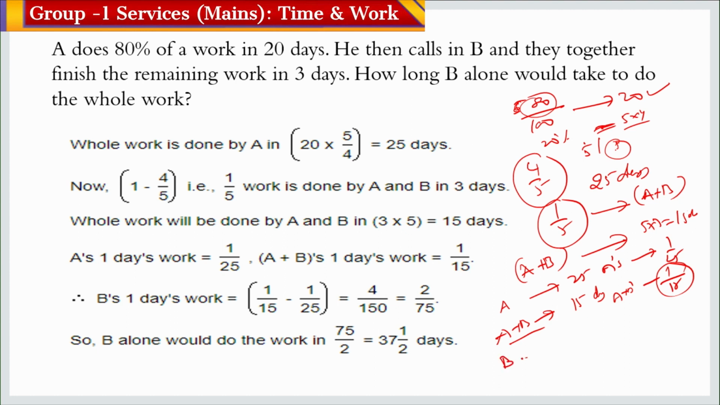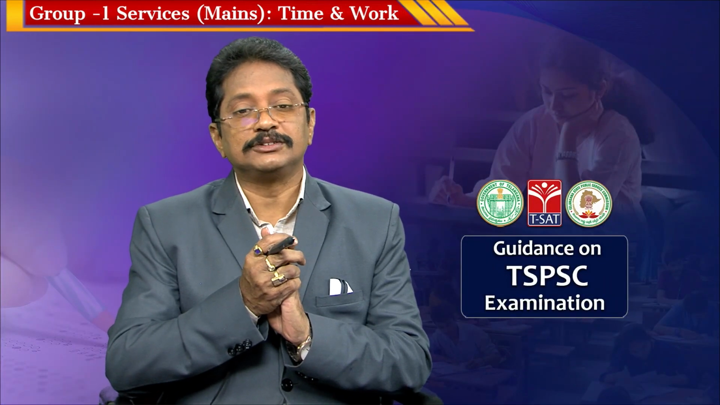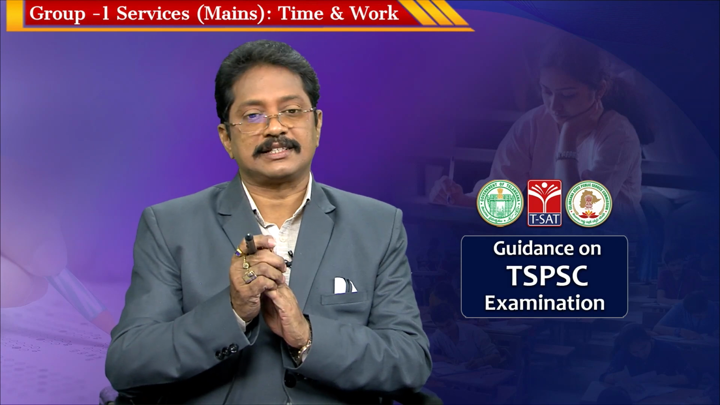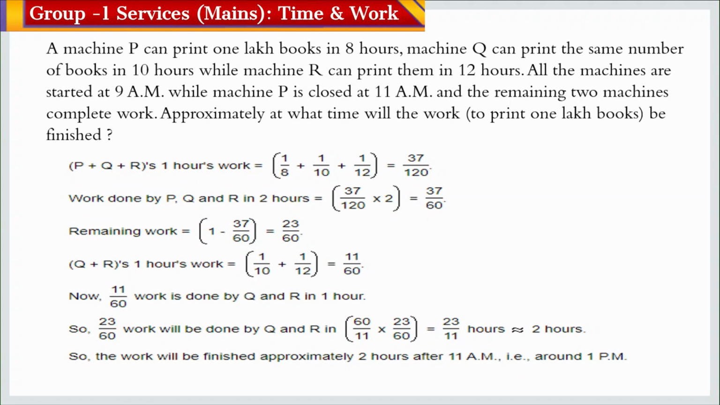So, B alone the work is 1 by 15 minus 1 by 25, that is 2 by 75. So, B's work alone is 75 by 2, that is 37.5 days, clear. So, B can do the work alone in 37.5 days, clear. Okay. Now, we will see the next question.